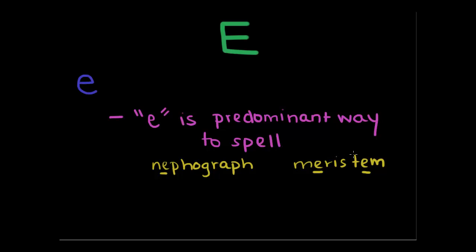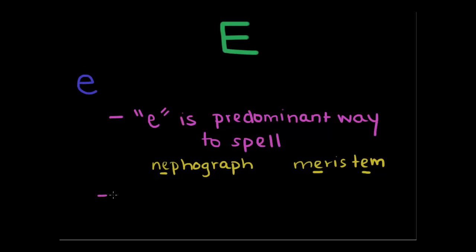This is why E is the predominant way to spell the S sound, because it's so common in roots. And because the root words make up most Greek words, the E is going to pop up the most for the S sound. So this is why E is the most predominant way. However, there are other ways to spell this.